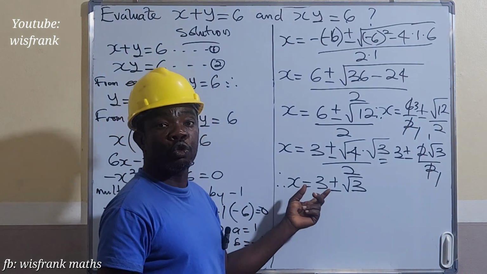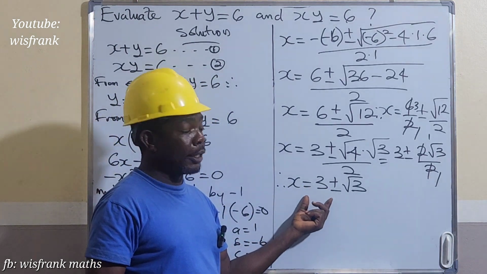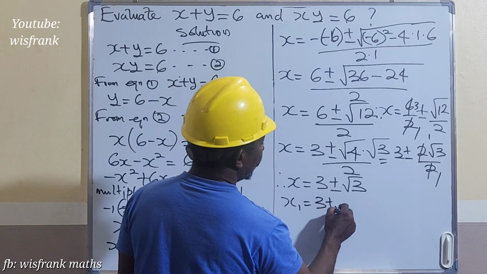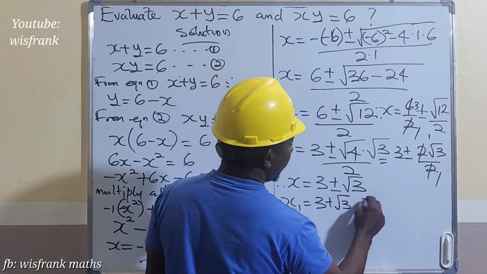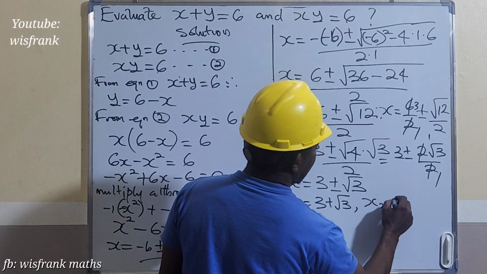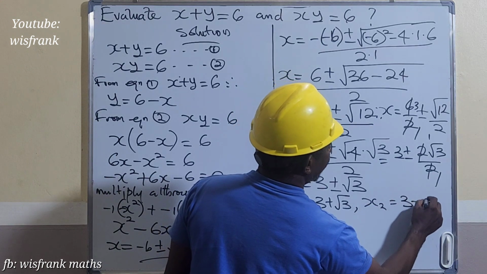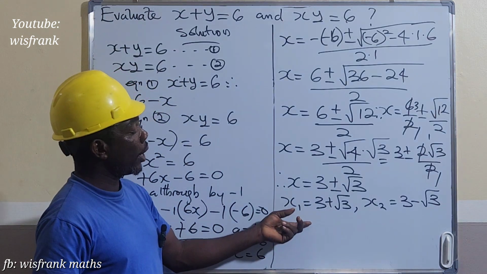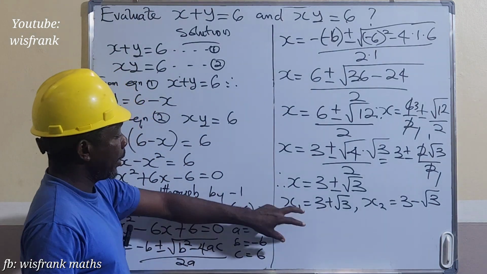And here we have two solutions for x. These are x1 equals 3 plus root 3, then we have x2 as 3 minus root 3. So these are the two possible values of x that we have. Then this is for x.